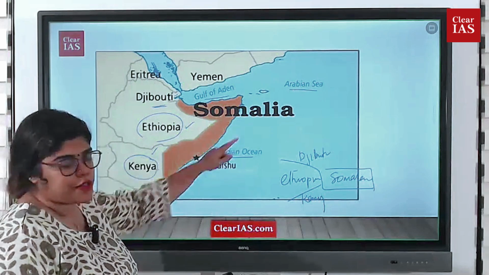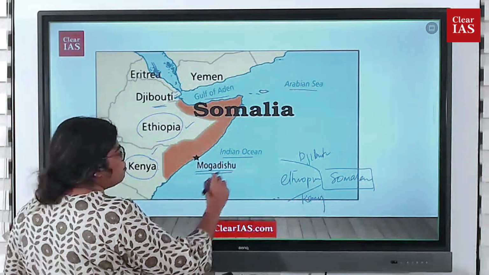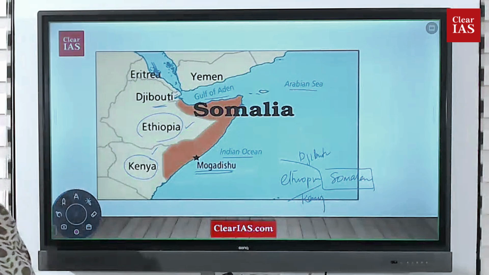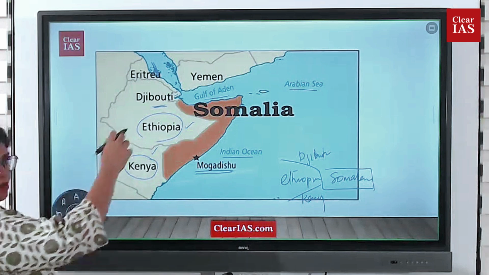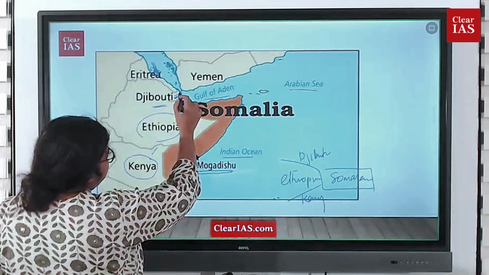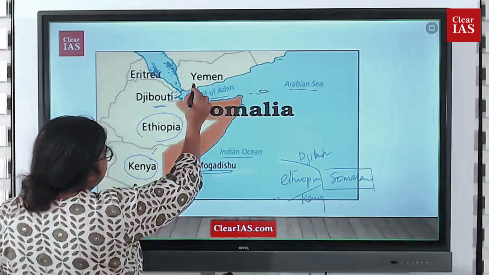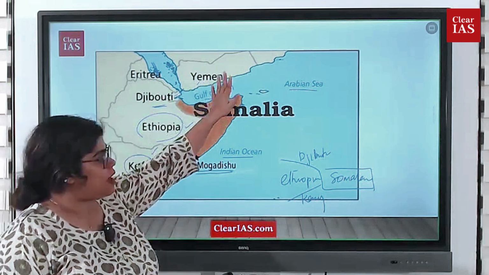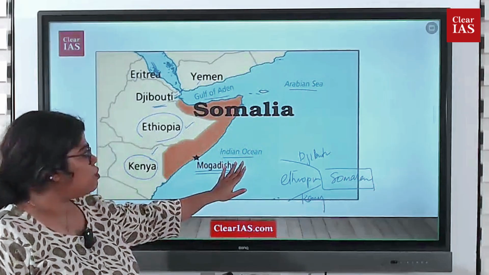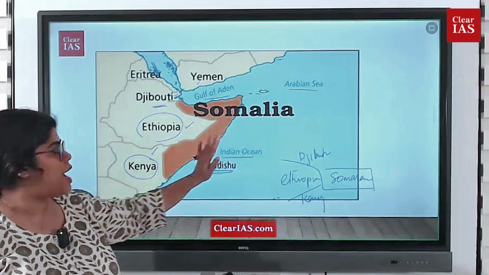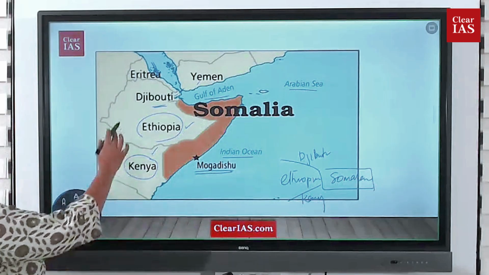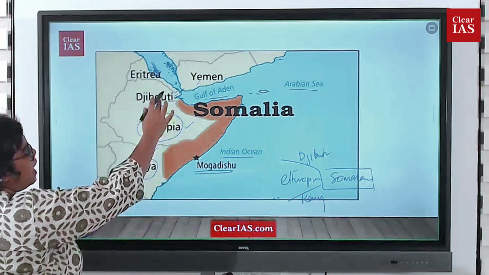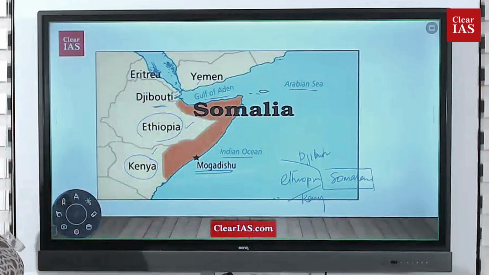And what is the capital of Somalia? Capital of Somalia is Mogadishu. And see here, Yemen is here. Yemen we'll study separately. But from Djibouti, you can see there is a connection to Yemen as well. So there is the Gulf of Aden here. Gulf of Aden, Arabian Sea, then Indian Ocean. Somalia opens to the Indian Ocean. Capital is Mogadishu. There is Kenya, Ethiopia, and Djibouti here. And Eritrea does not have a boundary with it.